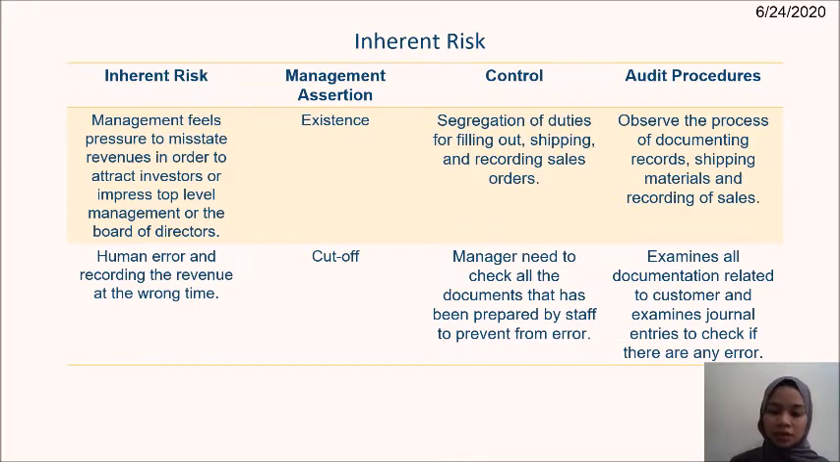Next is cut-off. The possible misstatement is human error in recording the revenue at the wrong time. So the manager needs to check all the documents that have been prepared by the staff to prevent any errors. And for the audit procedure, they need to examine all documentation related to customers and examine journal entries to check if there are any errors.